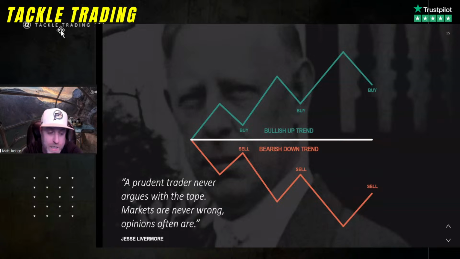Markets are bearish, we want to be bearish. Markets are never wrong. When you argue with the market, you're wrong. The market's never going to care about your argument. You're yelling into a void. You're yelling into an echo chamber.